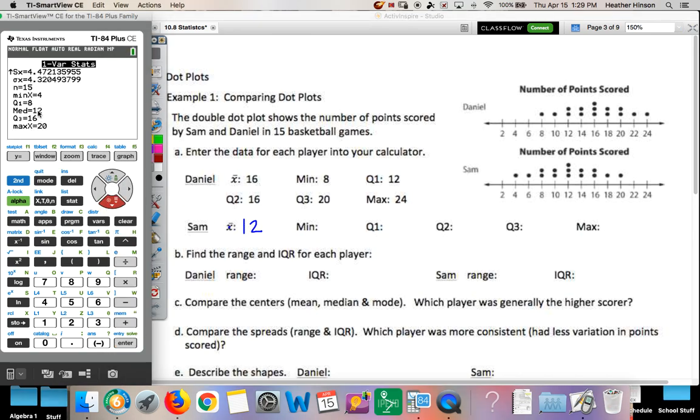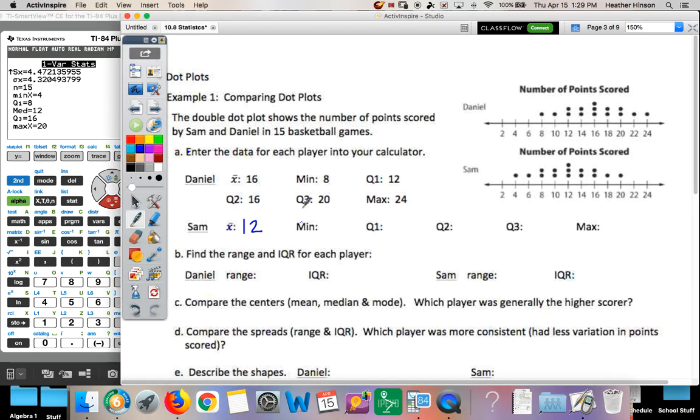For the rest of it, we need the bottom of this information. So our min is 4. Our Q1 is 8. Our Q2, which is called your median, that's 12. That's your median. Our Q3 is 16. And our max is 20.